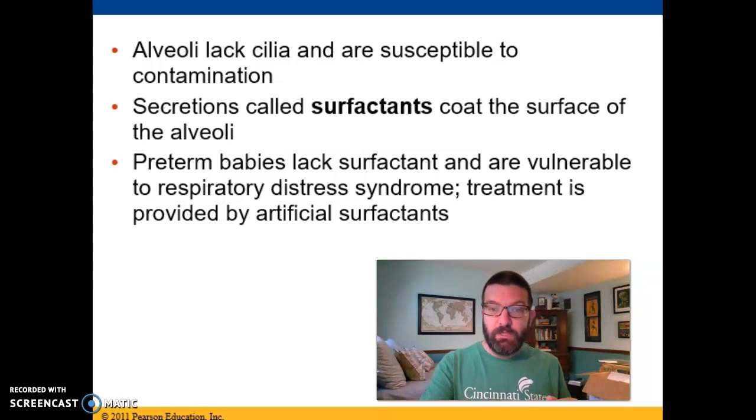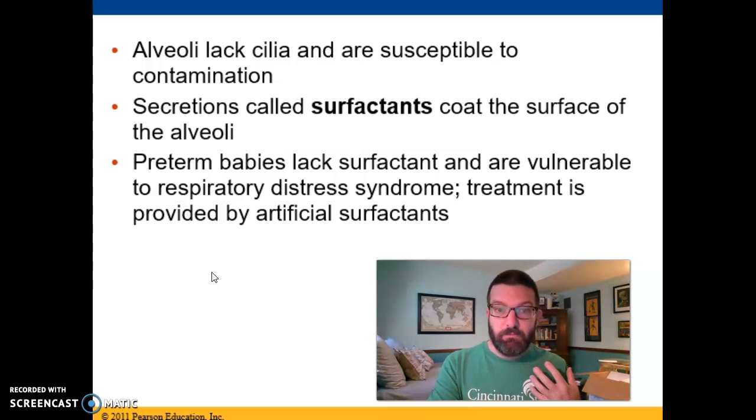This is really important because preterm babies, if they're born too early, they lack surfactant, and it's very difficult to breathe, and they're vulnerable to respiratory distress syndrome, and this was often a reason why we'd lose preterm babies. But now we can produce artificial surfactant that can allow these babies to survive.